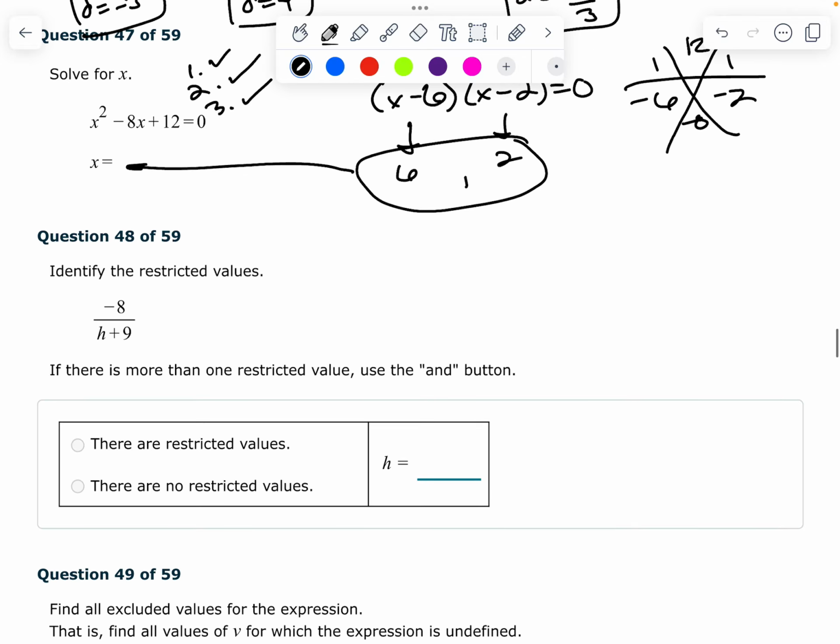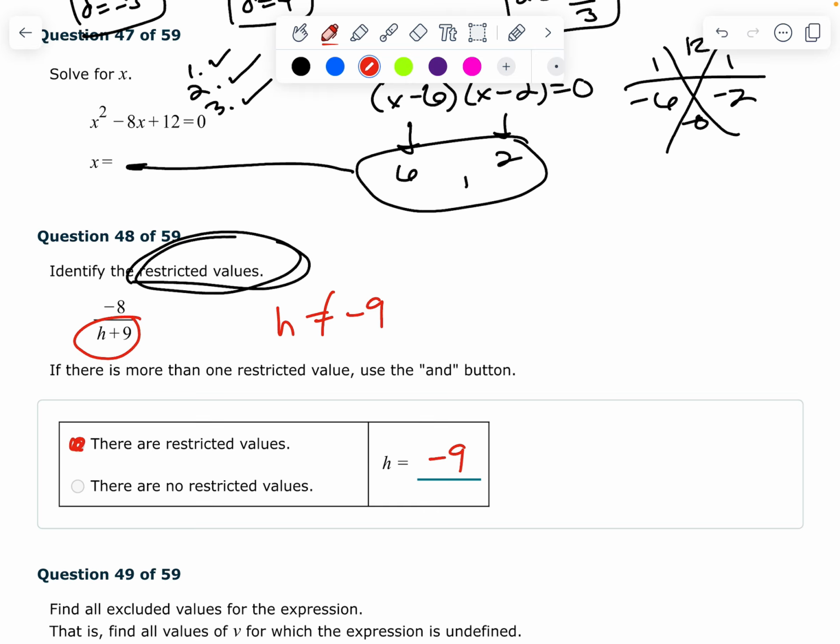Question 48, identify the restricted values. Anytime a question asks you about restricted values, for this class, we're talking about values that make the denominator 0, the bottom of the fraction. This part right here. Anything that would make that 0, h cannot equal. And in this case, negative 9 plus 9 would make that 0, so h cannot equal negative 9. That is our restricted value. There is a restricted value, and it's negative 9.